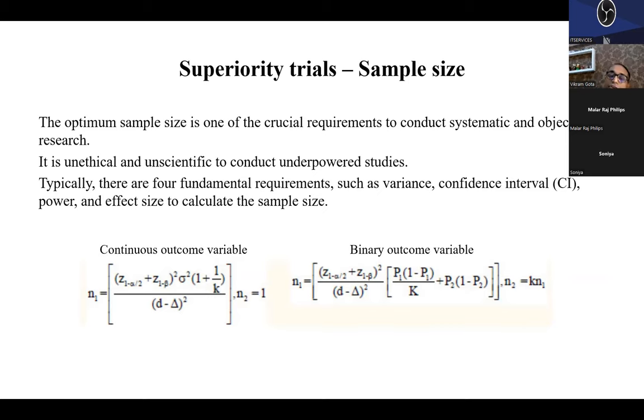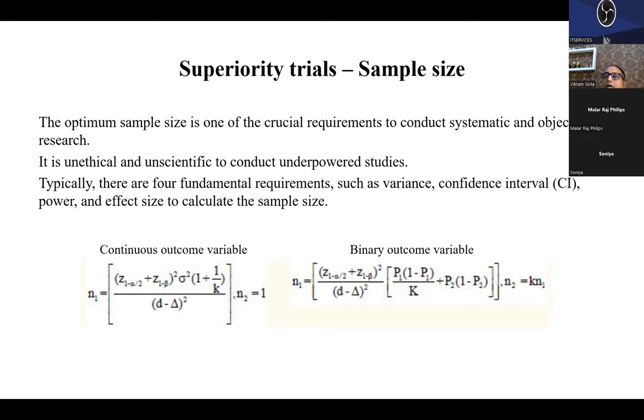Now, all of us should understand that it is unethical and unscientific to conduct underpowered studies. So you should power your study adequately. All of us know the requirement to calculate sample size. You should know the alpha error, that is the type 1 error. You should know the beta error, which indirectly reflects on the power of the study.